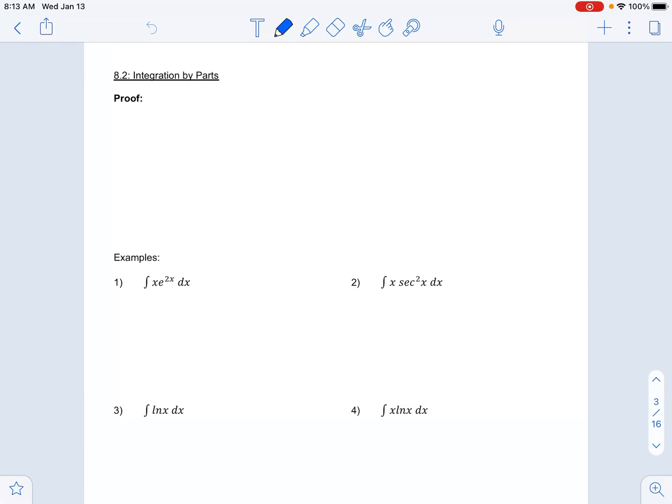Integration by parts is another method to take an antiderivative, specifically for things that you're taking the product of. Since we don't necessarily have a product rule for integration, we have to figure out another way to work with it. I'm going to go through a short proof of where the rule for integration by parts comes from. And what we're going to do is start with the product rule for derivatives.